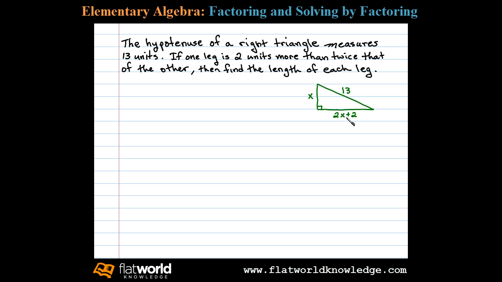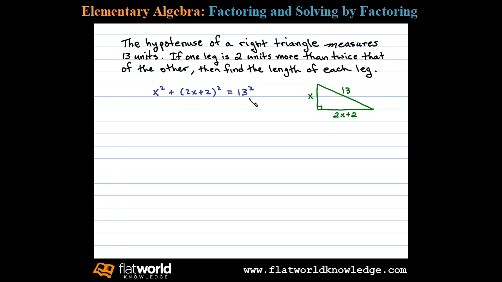Once we identify the variables, we can use the Pythagorean Theorem to set up an algebraic equation. Leg squared plus leg squared has to equal the hypotenuse squared. In this case, we have x squared plus (2x plus 2) squared equals 13 squared. Once we have an algebraic setup, we then solve this for x to determine the lengths of the legs.